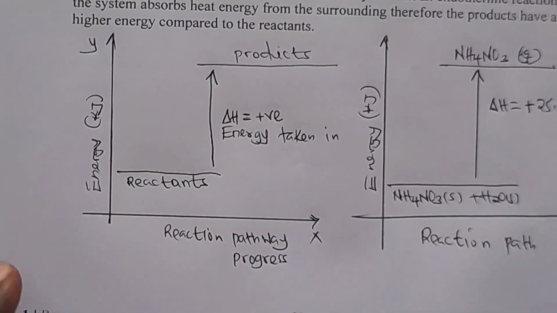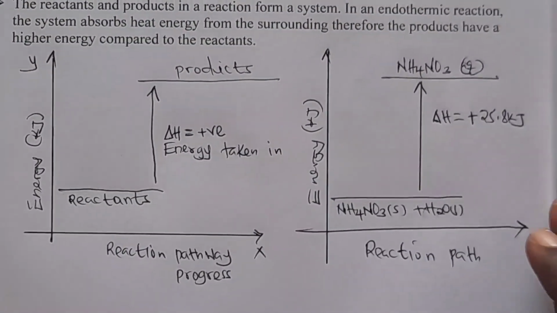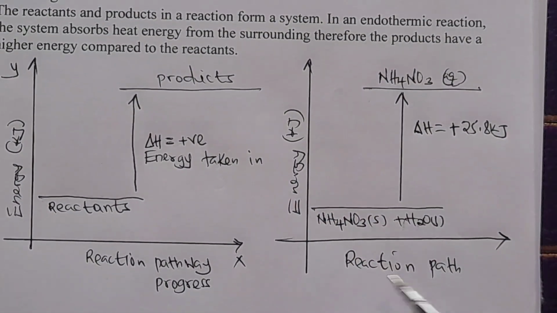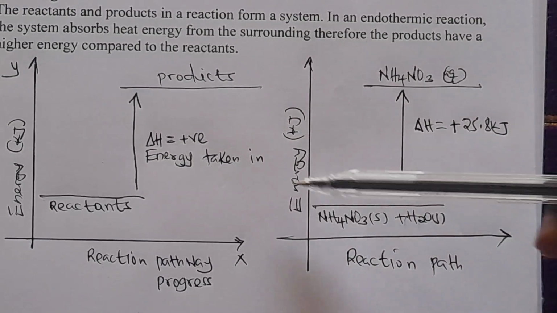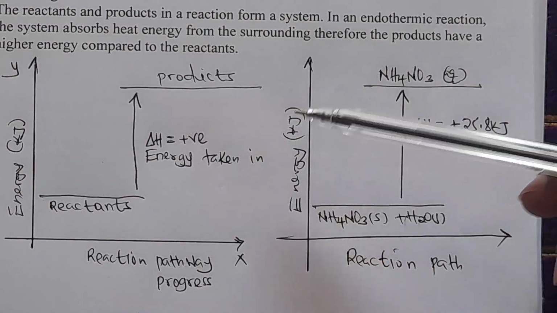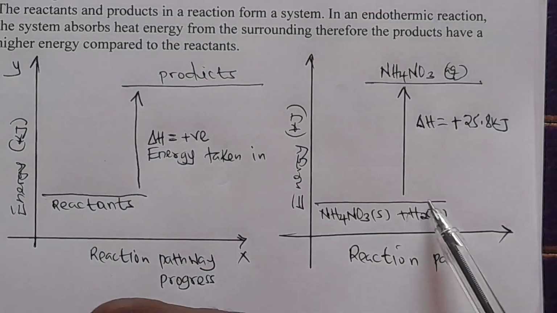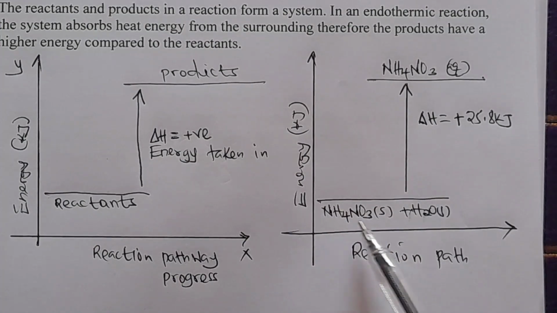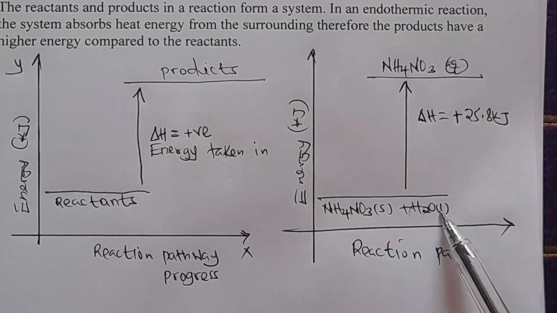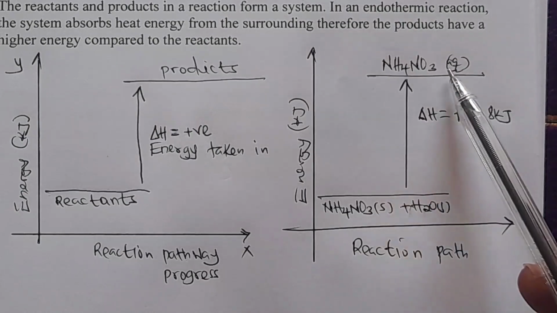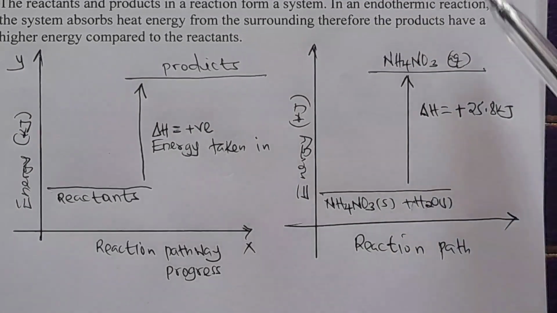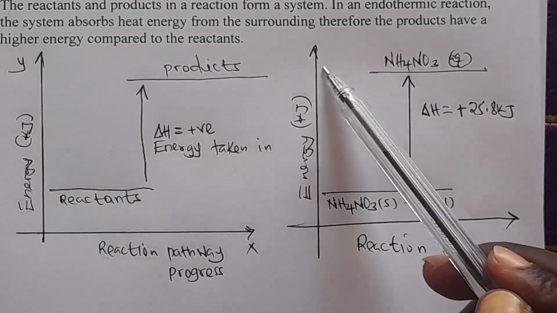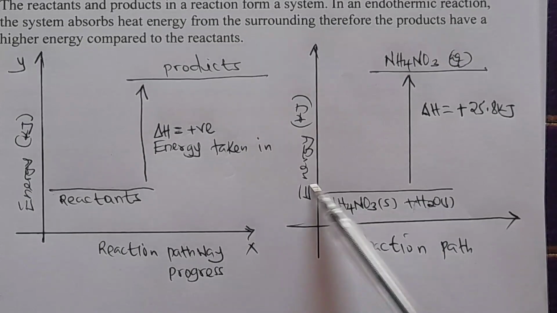To take this example, when ammonium nitrate is dissolved in water, its energy level diagram looks like this. We have the reaction pathway or reaction progress, and here we have energy, which is measured in kilojoules. Our reactants are placed on the lower side because they have a lower energy content, so they will be down here. Ammonium nitrate, which is solid, dissolved in water, which is liquid, gives a product, ammonium nitrate solution. Remember, we said in an endothermic reaction, the products have a higher energy content than the reactants. So here is a higher energy when you compare with this side of the reactants.